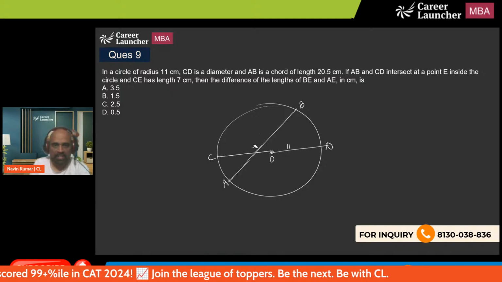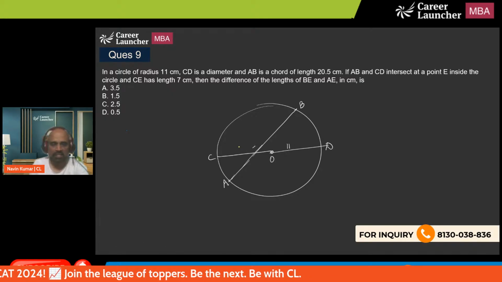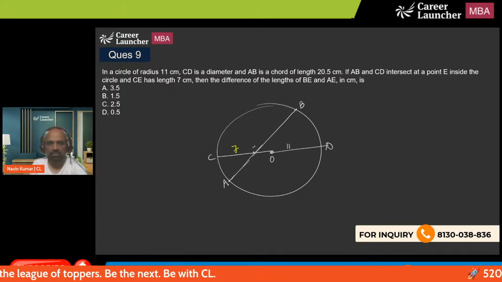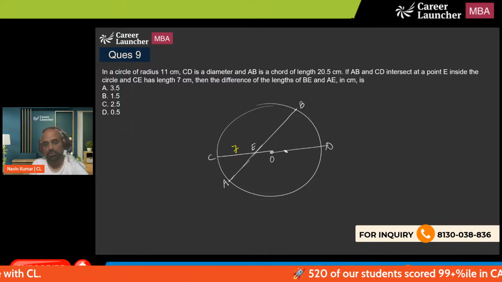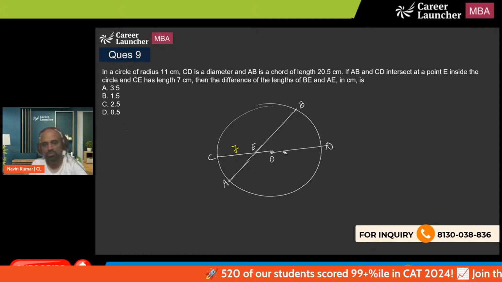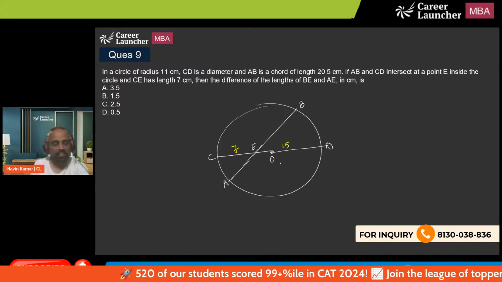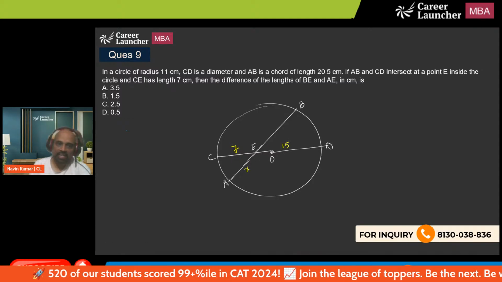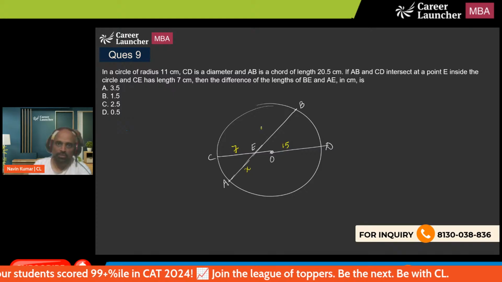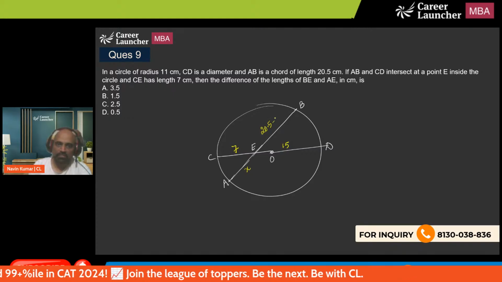So what we get is CE has a length 7. This is our E. Total was 22, out of which 7 is gone. So we are left with 15 here. If I take AE length to be X, this is going to be 20.5 minus X.